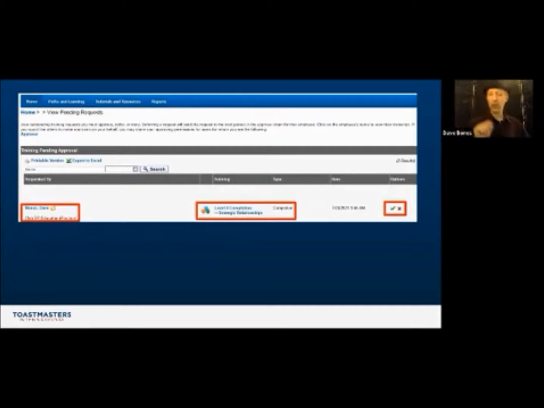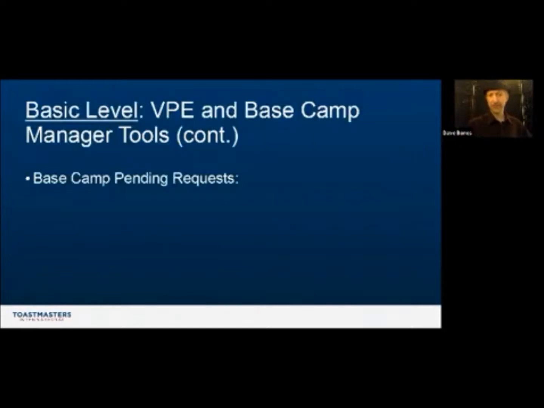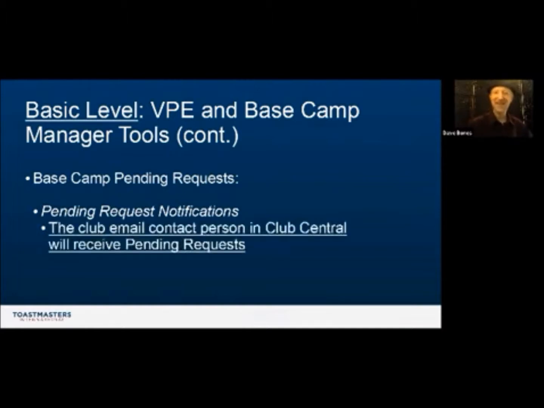In this case, it's only one procedure, but the next thing we need to know about is, okay, we're talking about these pending requests. Well, how do you know when these come up? Well, there are these things called pending request notifications. The club email contact person in Club Central will receive the pending requests. So if you want to be the one receiving those pending requests, you want to be sure that you are listed as the club contact.